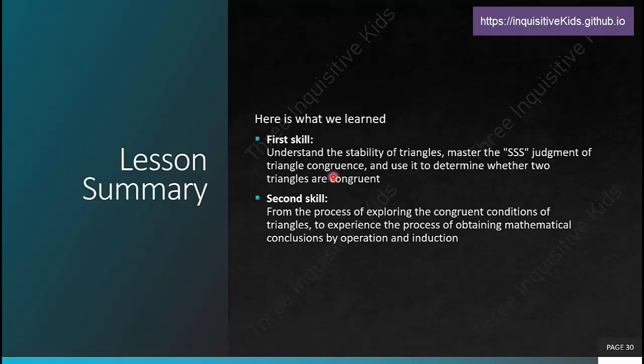Lesson summary. Here are the two skills we learned today. First skill: understand the stability of triangles. Master the SSS judgment of triangle congruence and use it to determine whether two triangles are congruent. From the process of exploring the congruent conditions of triangles, experience the process of obtaining mathematical conclusions by operation and induction. That's the end of this lesson, and I'll see you next time.